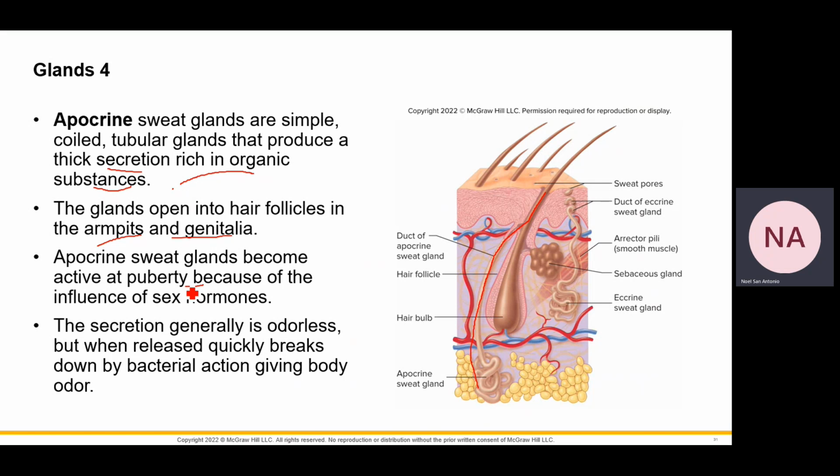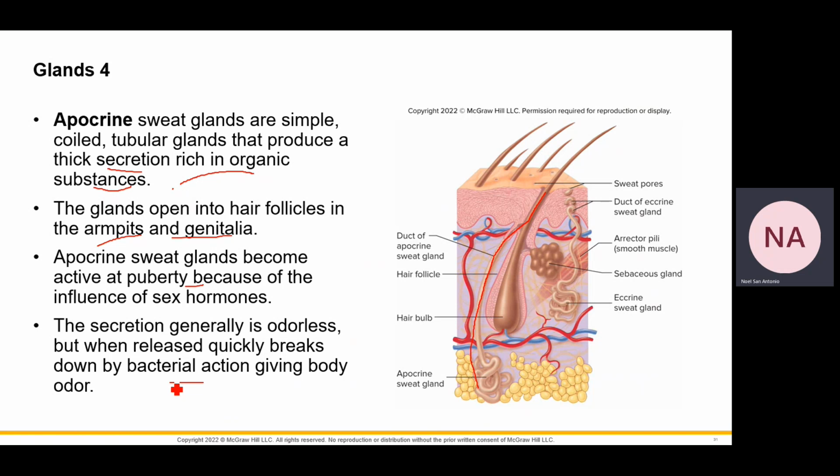But when they are released in large amounts, like for example, kapag yung mga nagbibinata, nagdadalaga, they are quickly broken down by bacterial action. That's why hygiene is very important. Kailangan laging malinis ang kilikili at saka yung genital area. Kasi kung hindi, yan yung magbibigay ng body odor or amoy.